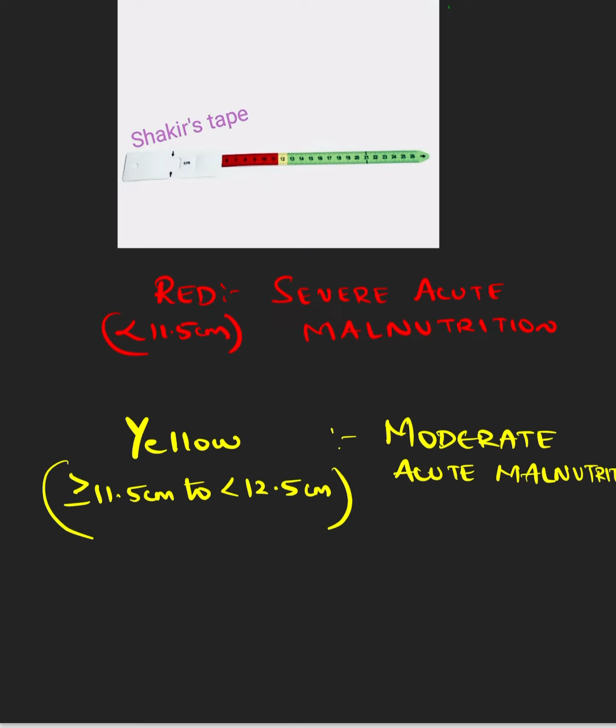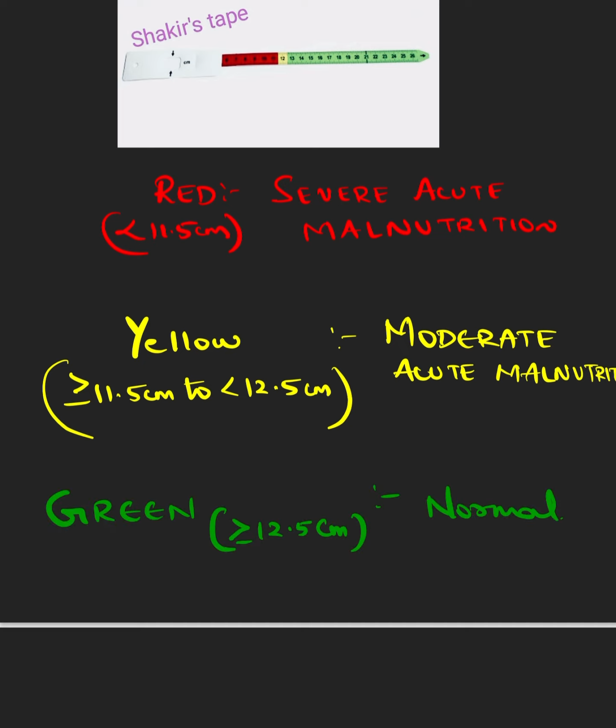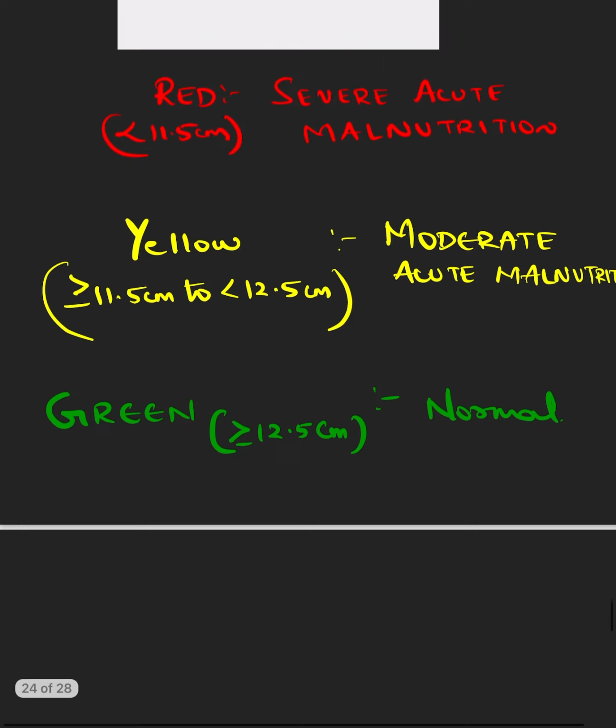Red color signifies mid-arm circumference less than 11.5, which signifies severe acute malnutrition. Yellow color suggests mid-arm circumference more than or equal to 11.5 centimeter till 12.5 centimeter, which suggests moderate acute malnutrition. Next is green. Green signifies more than or equal to 12.5 centimeter, which is normal.